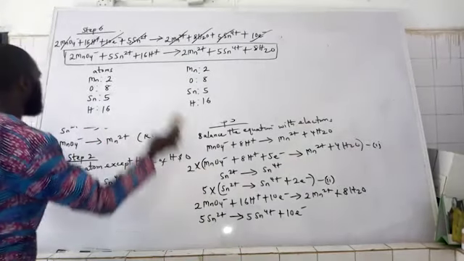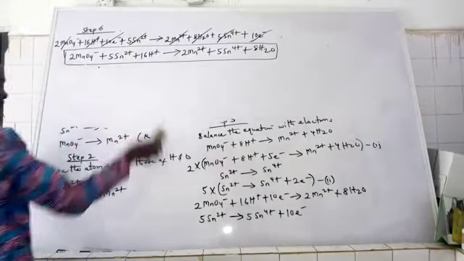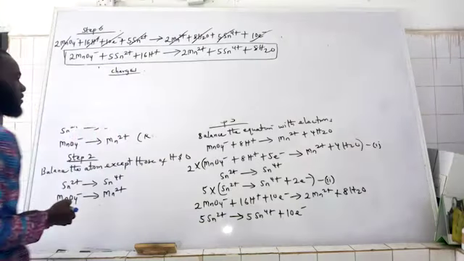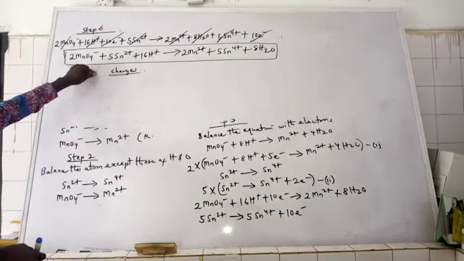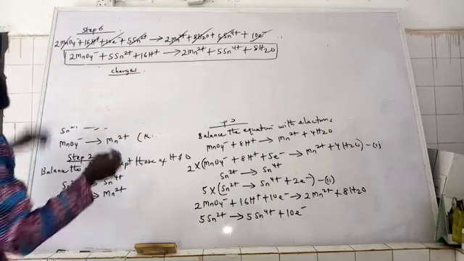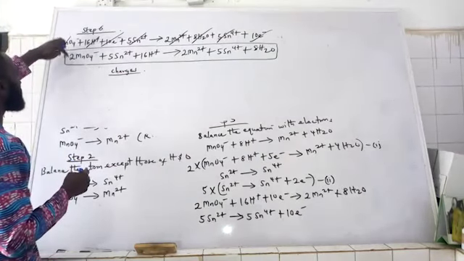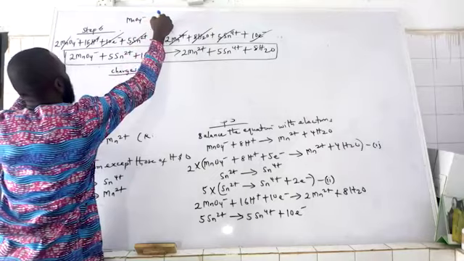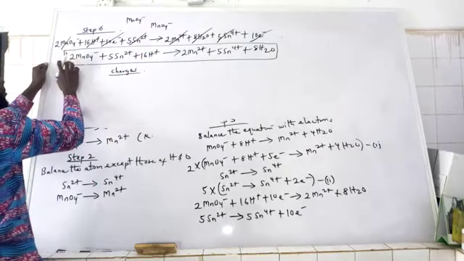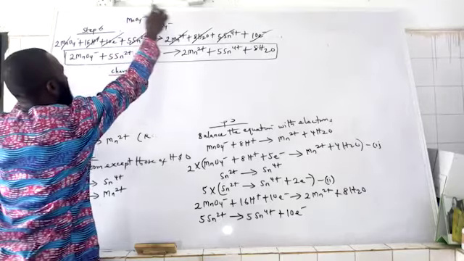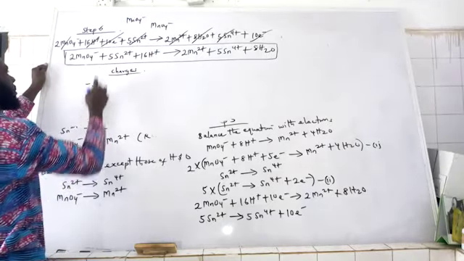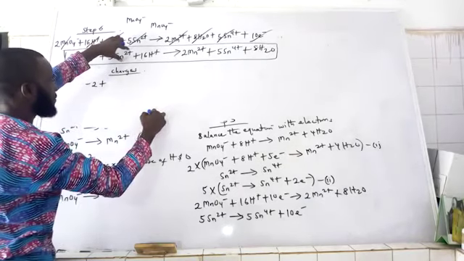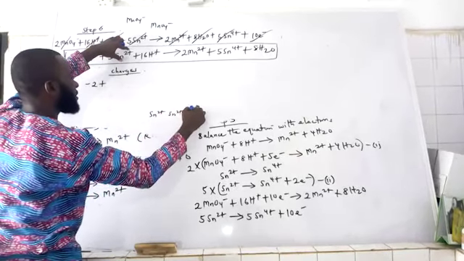Now, let me check the charges. I have a net charge of -2 on this side, because there are 2 of these. What I have is MnO4 minus and another MnO4 minus, isn't it? 2 of MnO4 minus. So that implies that the 2 will have a net charge of -2. Then here, I have 5 of Sn2 plus, meaning I have Sn2 plus five times.